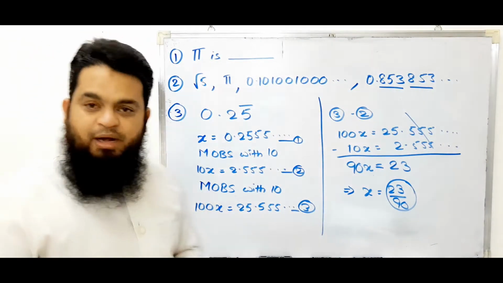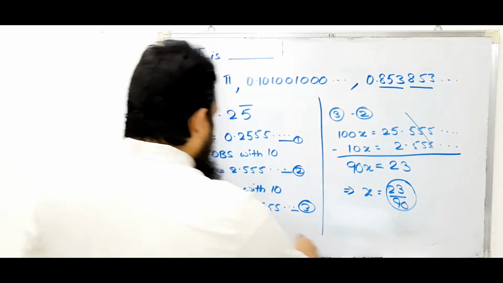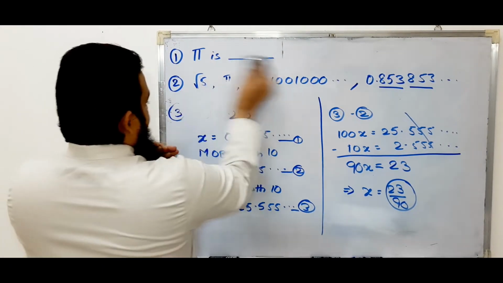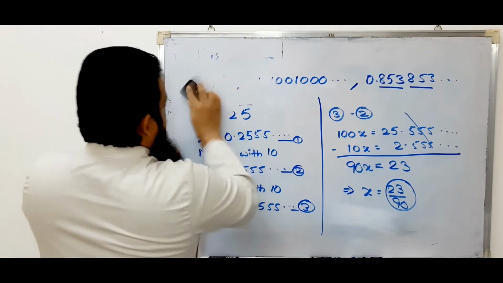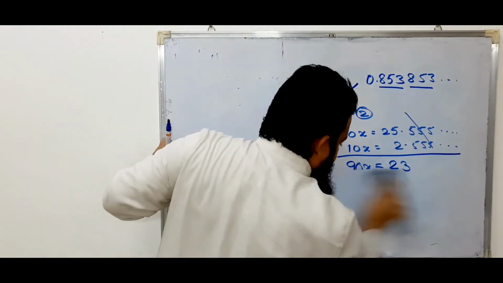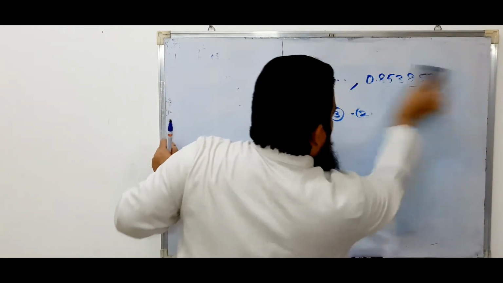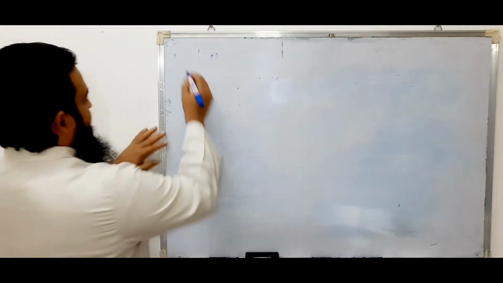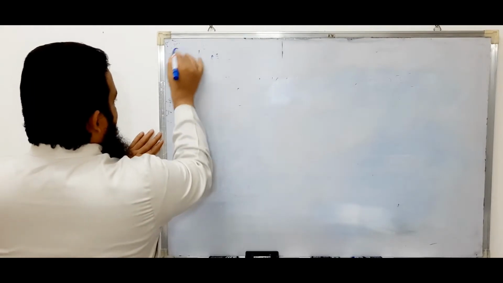So I hope everybody got this right. So let us go for the next problem. Let us go for the next one. Which of the following is an irrational number? I hope this is the fourth question.